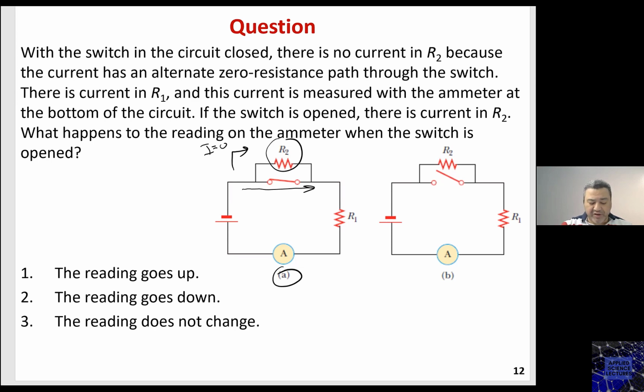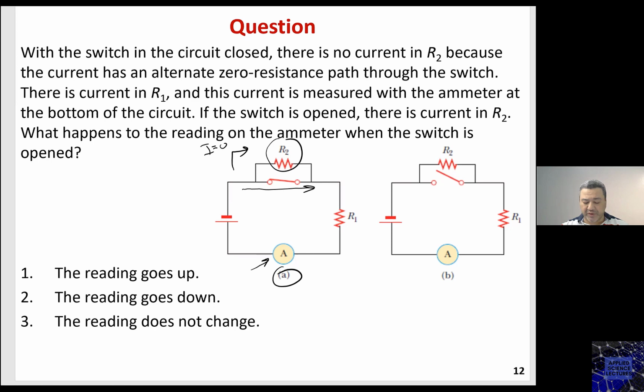There is current in R1. Yes, there is current in R1, and this current is measured with the ammeter at the bottom of the circuit. This is the ammeter that measures the current, which is in series. It does not impose anything on my circuit, so it does not affect my circuit. It's an ideal ammeter. The current is read by this ammeter. We don't know the reading.